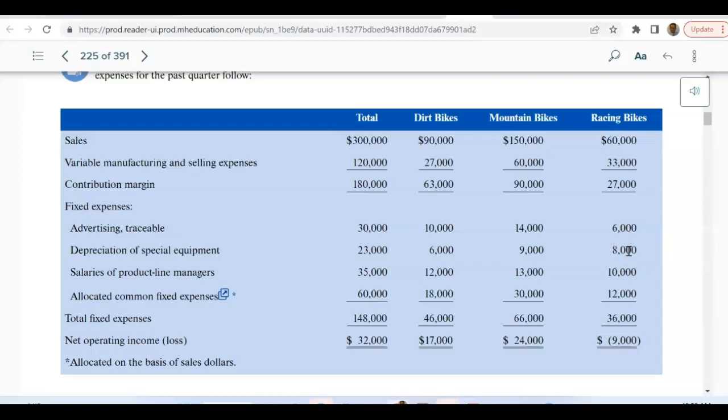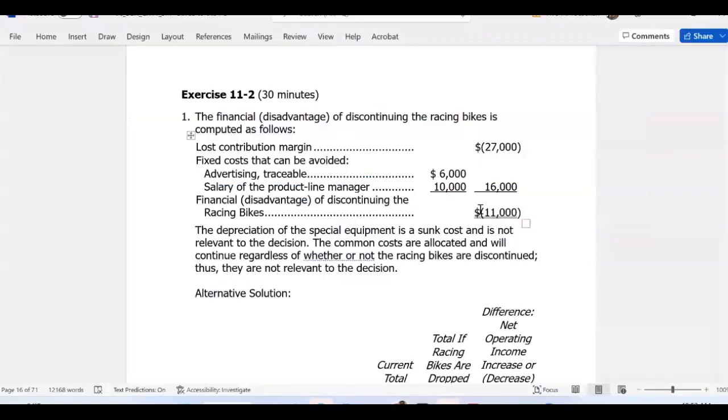Depreciation will happen no matter what. And common allocated fixed expense will happen no matter what. So all you can save by discontinuation of this racing bike is just $16,000. But your contribution margin is 27. So 27 minus 16, you have a deficit of 11,000. So why you're gonna lose that $11,000 since you can just save 16? So 27 minus 16, you will be worse situation by 11,000.